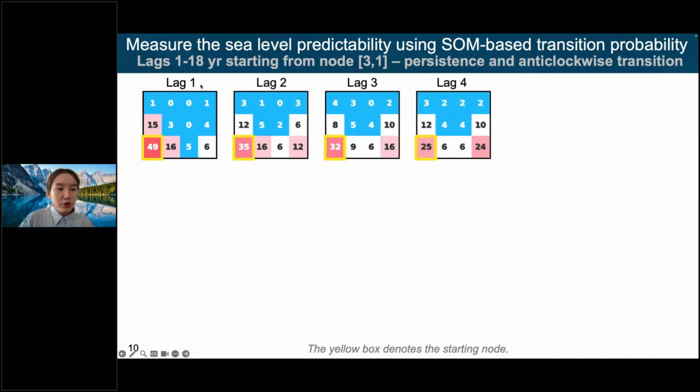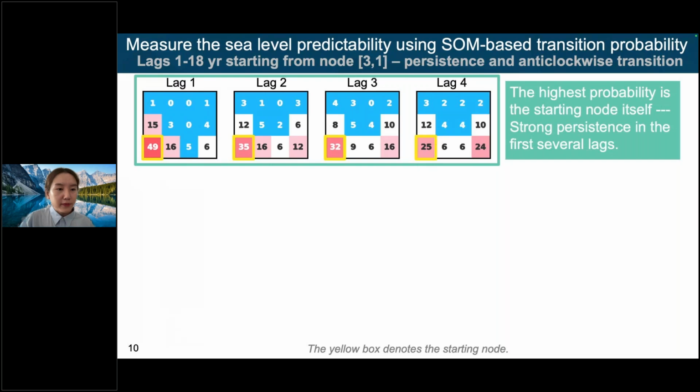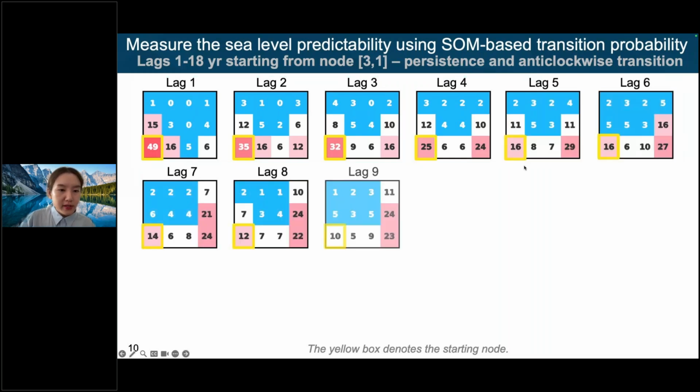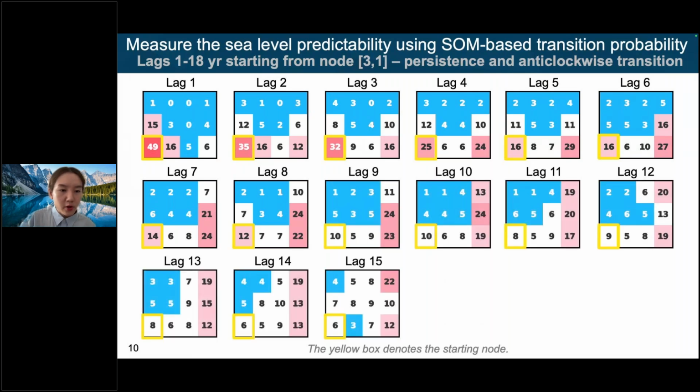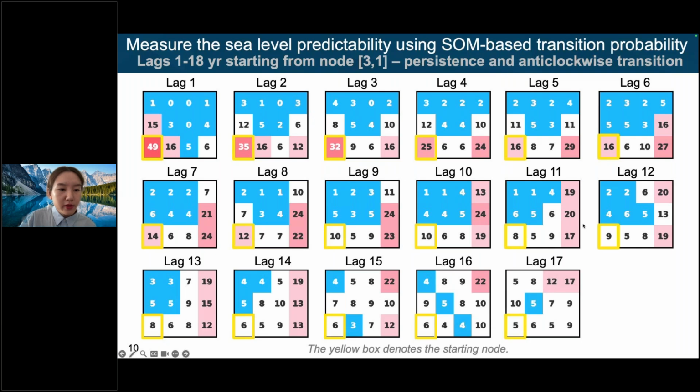For example, I'm now showing the first 4 years after starting from the node 3.1 here. As you can see, in the first several lags, the highest probability is still the starting node itself, which means strong persistence at the beginning. And if I move forward, you can see that there is kind of an anti-clockwise transition tendency across the SOM if you follow the pink signal here. That means the nodes tend to transition anti-clockwise to the adjacent nodes rather than clockwise.